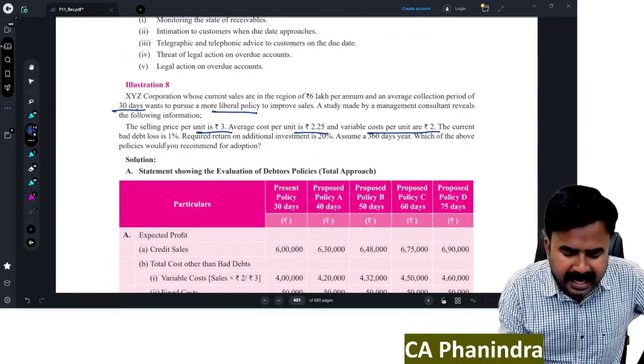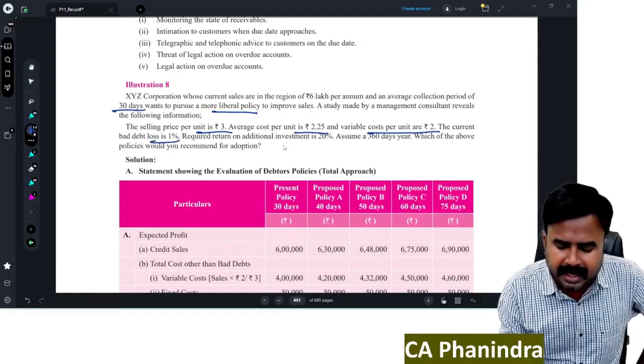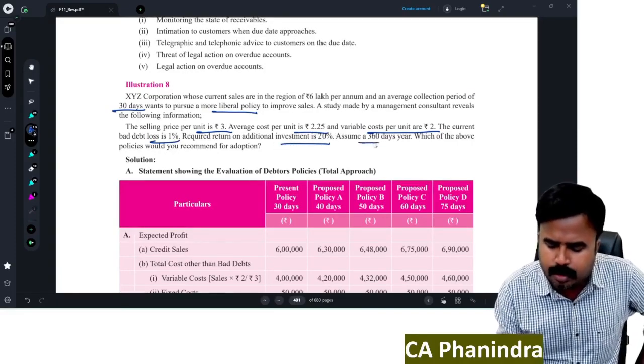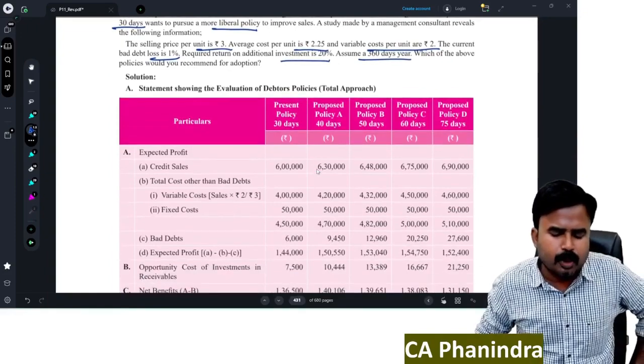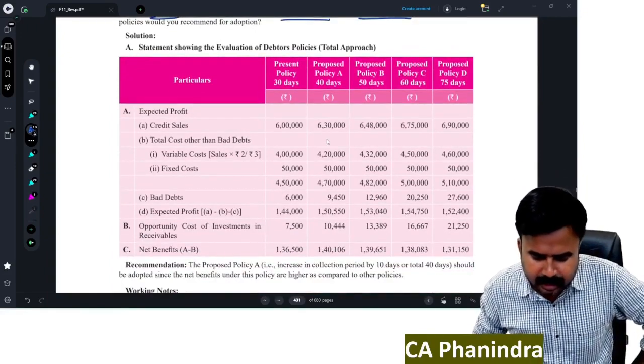The current bad debts loss is 1%. Required return on additional investment is 20%. Assume 360 days here. Which of the above policies would you recommend for adoption?